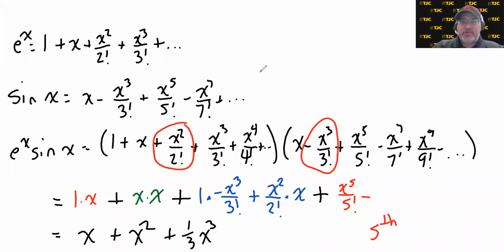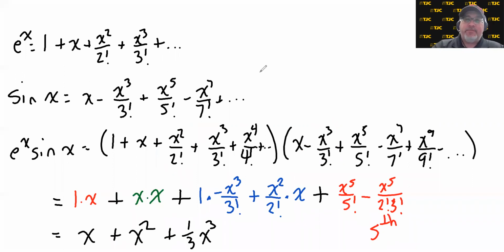x squared times x cubed is x to the 5th, as expected. And on the bottom, we have 2 factorial times 3 factorial, which is not 6 factorial, and it's not 5 factorial. It's not a convenient formula for just multiplying 2 factorials. But is that the only 5th power term? Let's see.